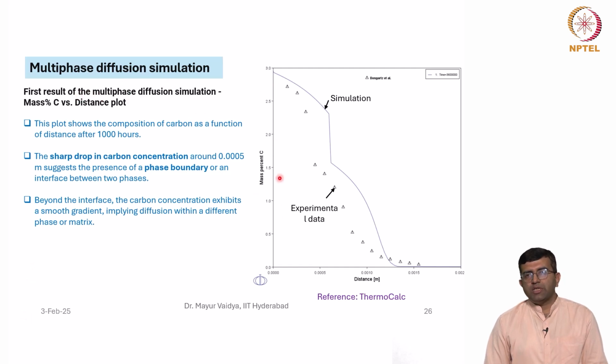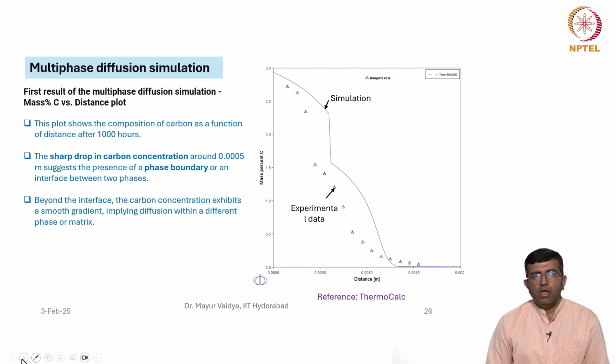So, this is the mass percent carbon, and this is the distance, and you can see that there is a jump in the concentration profile. There is a drop, and that indicates the presence of a phase boundary or an interface between the two phases. Beyond this interface, the carbon concentration exhibits a smooth gradient, implying diffusion within a different phase or matrix. So, you can see here it is a smooth gradient, here it is a smooth gradient, but here there is a sudden jump.